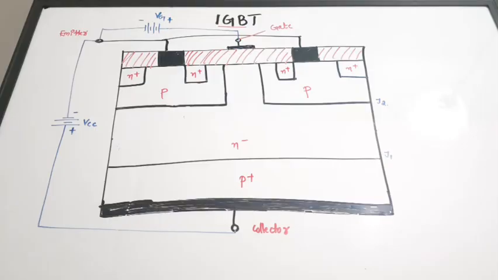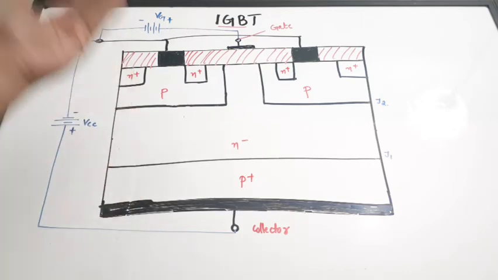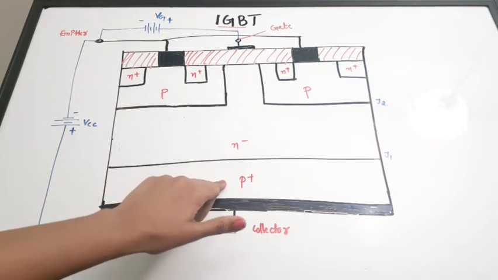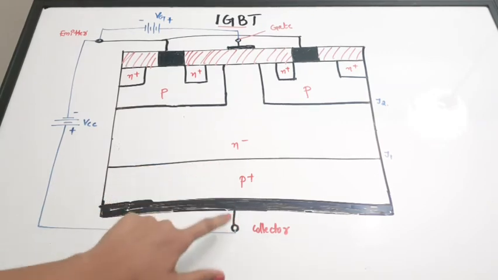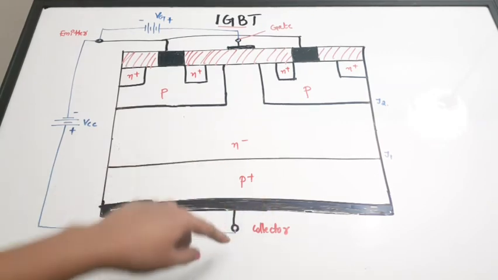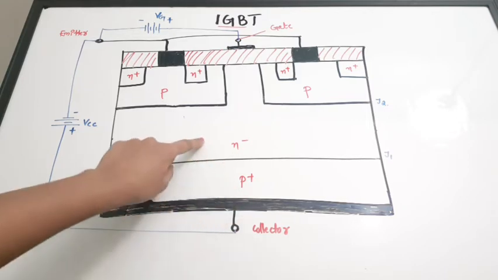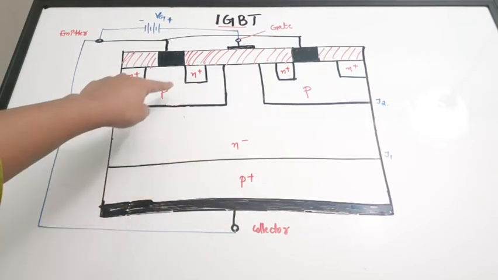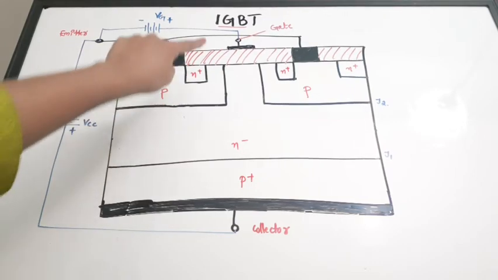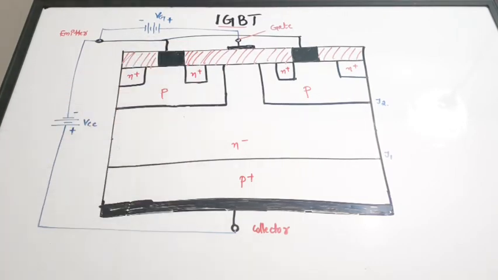We are going to see the layer structure of IGBT, that is insulated gate bipolar junction transistor. There are actually 4 layers arranged on top of the other. There is a P plus layer at the bottom, and a metal contact is taken from this side, which is the collector. Above that there is an N minus layer, then a P layer, and then an N plus layer. Okay, so this is the arrangement of the various layers.